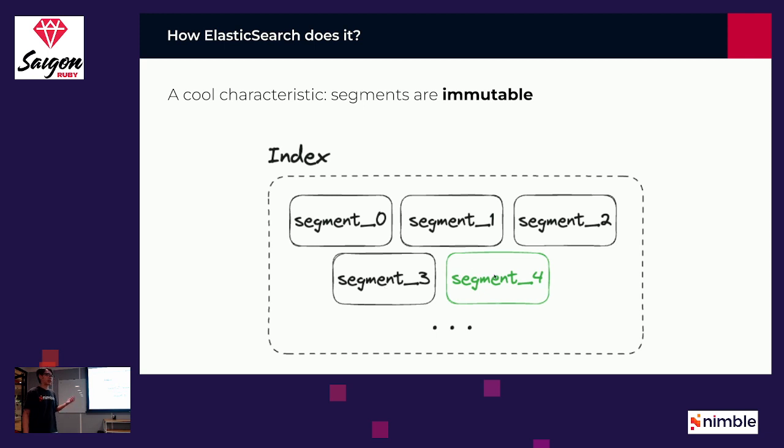And at any given time, there's only one segment that is active, which is the green one here. So remember this, because this is going to open up a lot of different doors, different optimizations that we can have with this characteristic.